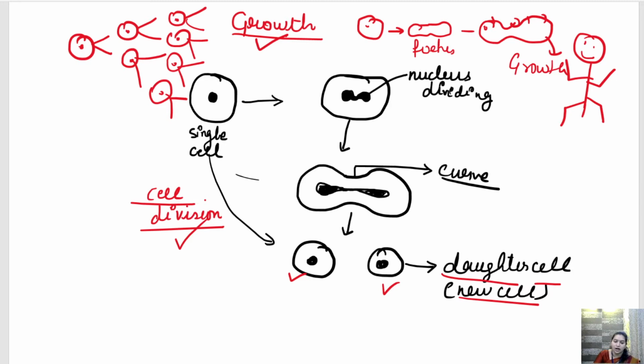When you go to higher classes, you will see that cell division is also divided into two parts. Cell division is of two types, mitosis and meiosis.